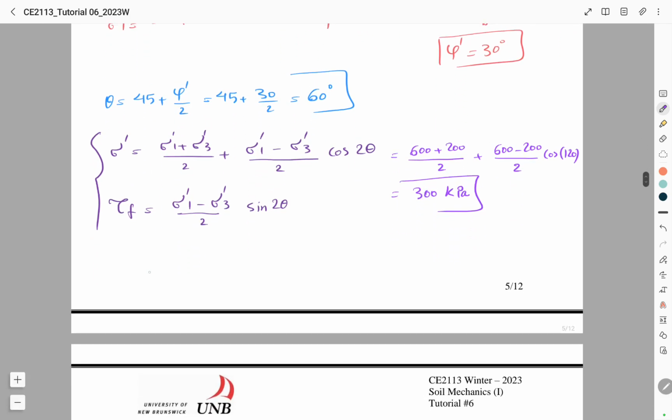And for this one, we have (600 minus 200) divided by 2 sine of 120, which gives us 173.2 kilopascal.